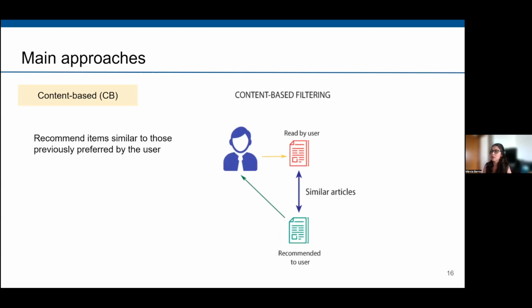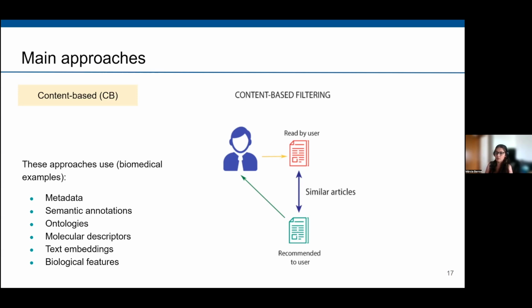Okay, now another approach is the content-based. This approach recommends items similar to those previously preferred by the user. It's not dependent on other users. So, for example, if I have a user that reads some article, we will find similar articles, similar in the content, and we will recommend this article to the user.